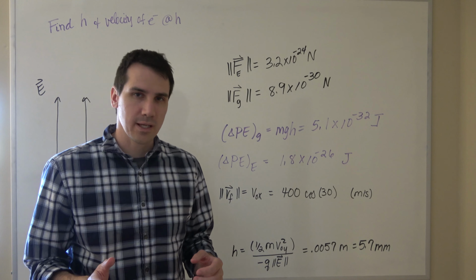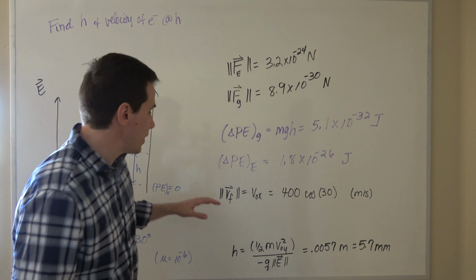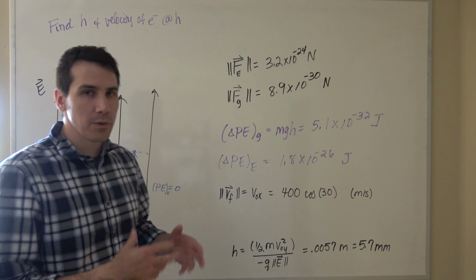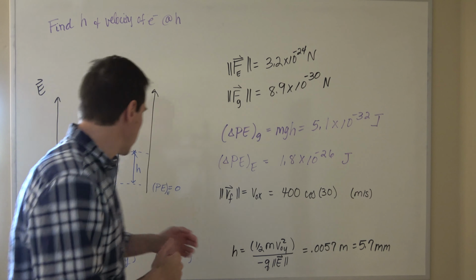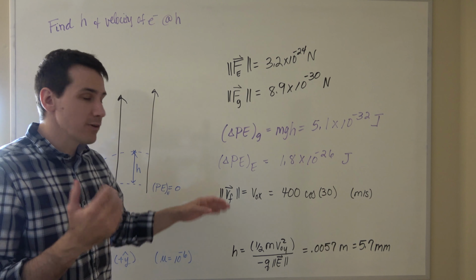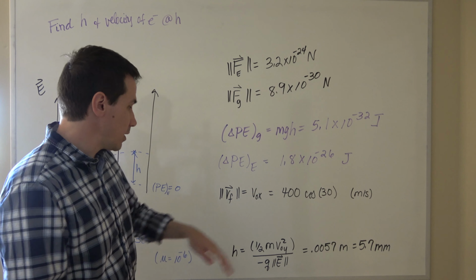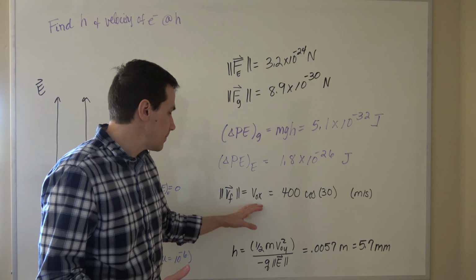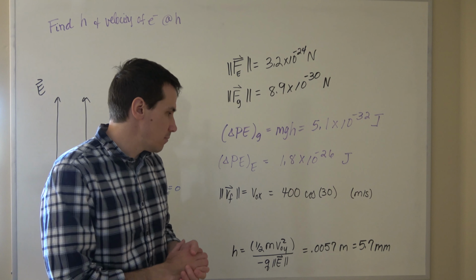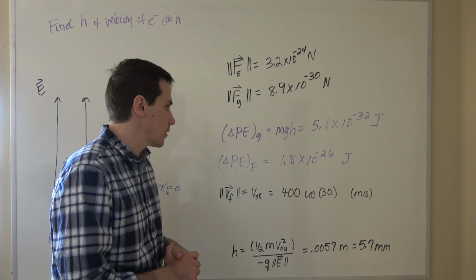To finish up this example, first let's find the final velocity. Well, we've already argued that the y velocity must be 0 when it reaches its maximum height, and therefore the final velocity must simply be its x velocity, so its initial x velocity, which is 400 meters per second multiplied by the cosine of 30.